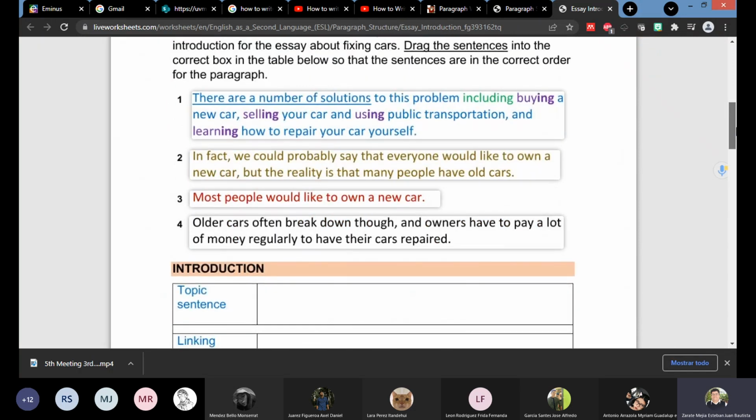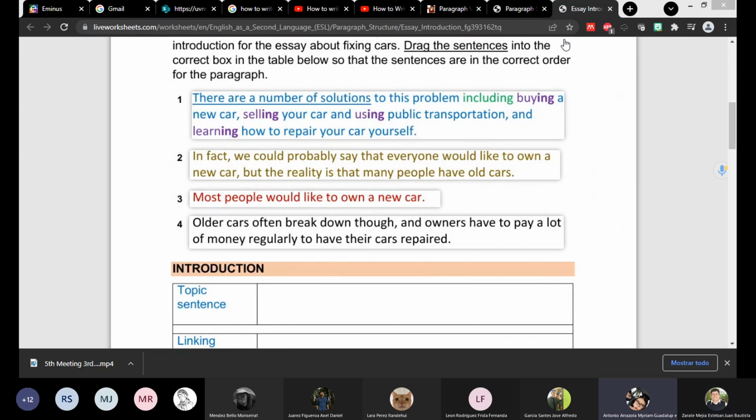Here we've got different sentences. There are a number of solutions to this problem. In fact, we could probably say most people would like to own a new car. Older cars often break down. Okay, what are we talking about? So, I would like any one of you to help me read this first sentence, that is number 1. Who may help me to read aloud? Go ahead, Miriam.